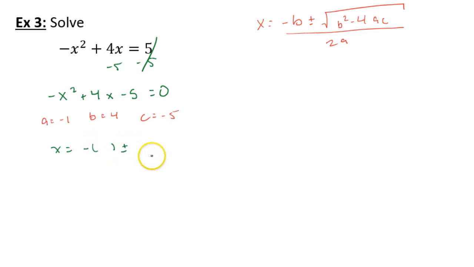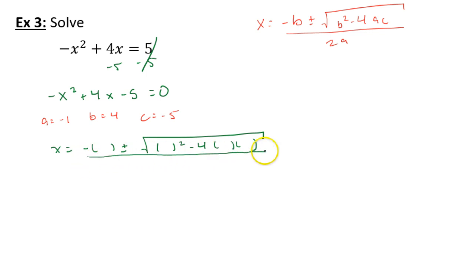It's negative b plus or minus the square root of b squared minus 4ac, all over 2a. So again, I'm going to plug in just those values. This is a b, this is a b, this is an a, this is a c, and this is an a. If I evaluate those out, I just get negative 4 plus or minus the square root of 16. And then negative 4 times negative 1 is positive 4, and positive 4 times negative 5 is negative 20, all over negative 2.